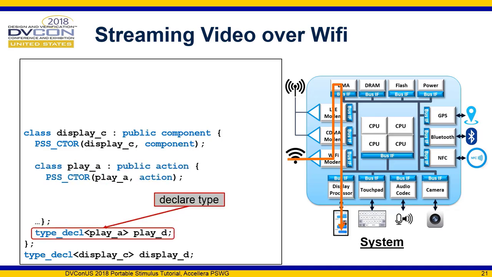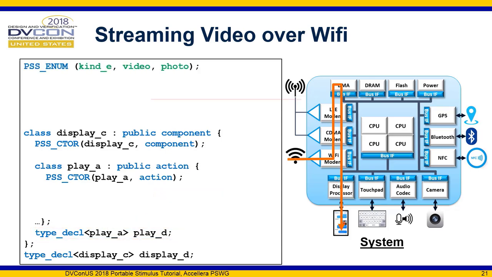Inside that class, we're going to define an action. And the action is also defined as a class that inherits from the PSS action class. It too has a constructor. And then it has this type decl. So the type decl is a way of registering the class with the system. For folks who are diehard C++ guys, think of it as we're simply instantiating the object so the tool knows it exists. From the tool's perspective, it wants to know about the type so that it can infer what to do with it. We're going to define an enum.